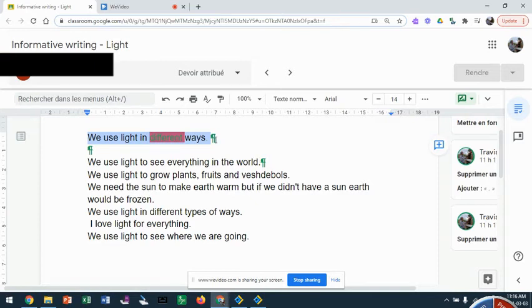We use light in different ways. That's his topic sentence. We use light to see everything in the world. Does that have to do with his topic sentence? We use light to grow plants, fruits, and vegetables. Does that have to do with it? We need the sun to make Earth warm, but if we didn't have a sun, Earth would be frozen. Tell me more.